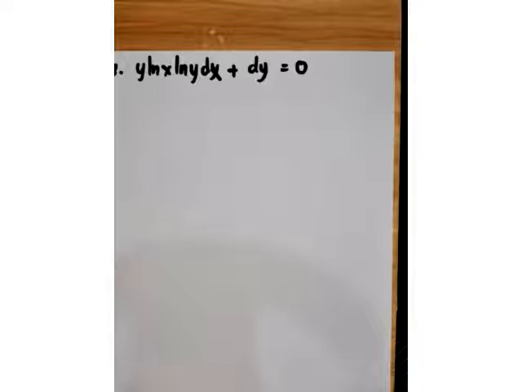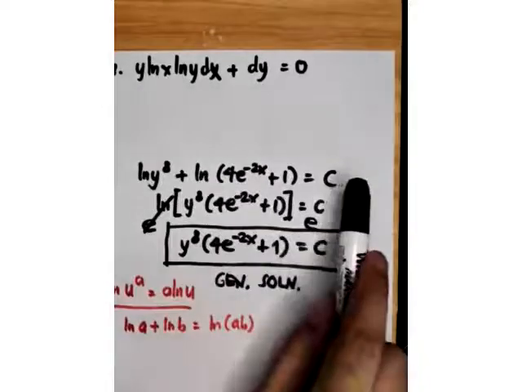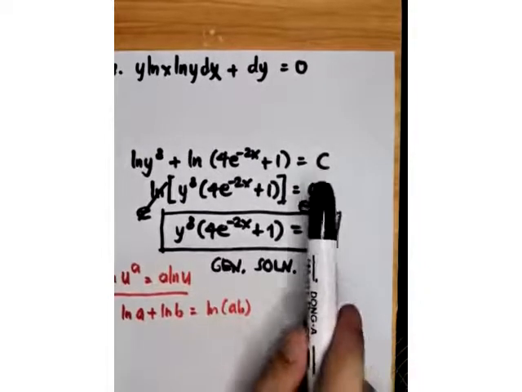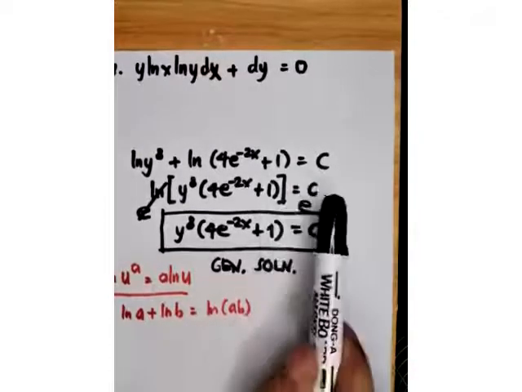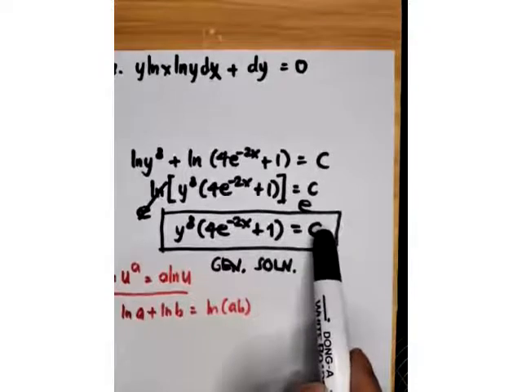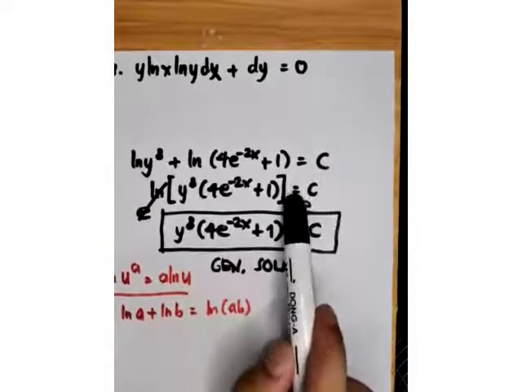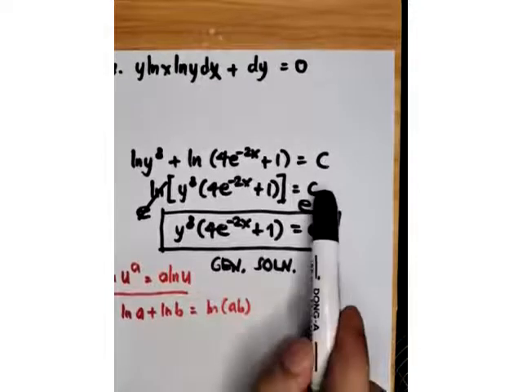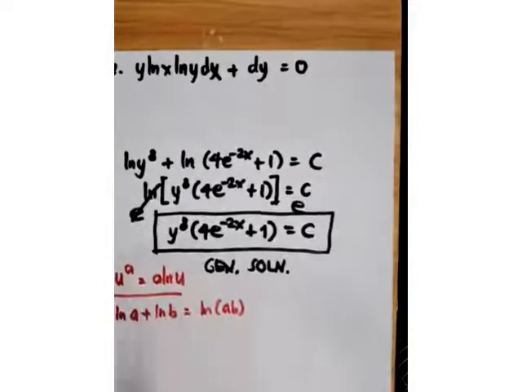Kasi ang C natin is a constant. Okay? So C natin is a constant. At ang e raised to C is another constant. So, hindi na natin siya ilalagay dito as e raised to C because we know that e raised to C is a constant. But C is also a constant. Kaya, inaano na lang natin na C. Okay.